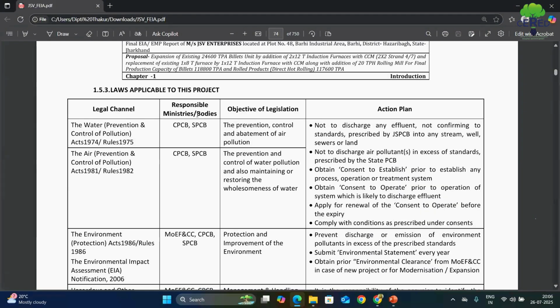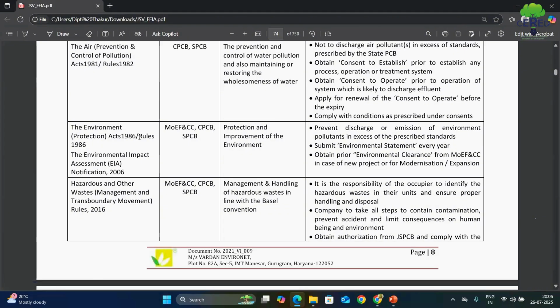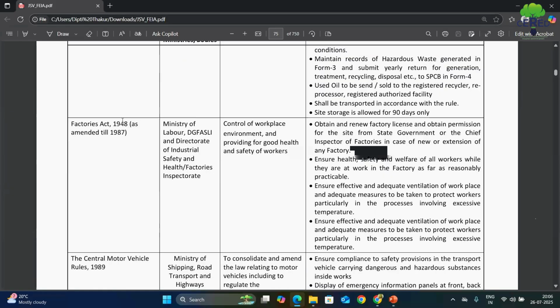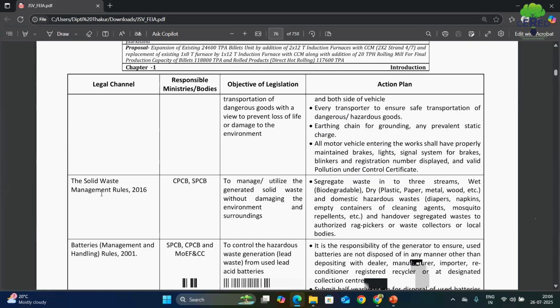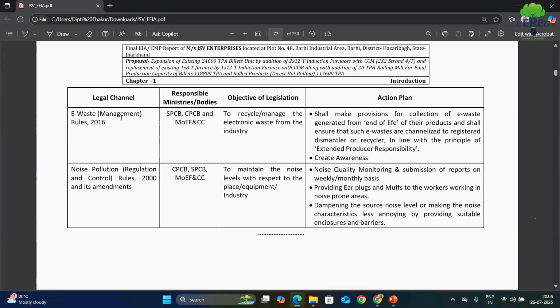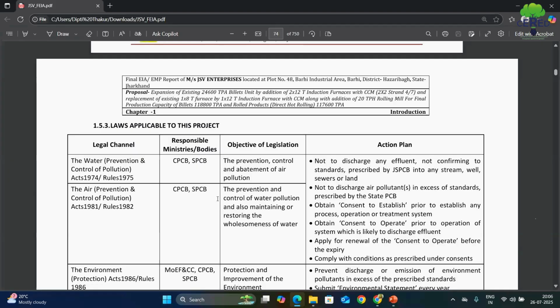What are the laws applicable to these projects? All the laws, starting from the Water Prevention and Control Act to the Air Prevention and Control Act, the Environment Protection Act, hazardous waste rules, the Factories Act, the Central Motor Vehicle Act, the Solid Waste Management Rules, the Batteries Management and Handling Rules, the E-Waste Management Rules, and the Noise Pollution Regulation Amendment and its rules, are all given in this section of law, which are applicable for these types of projects.